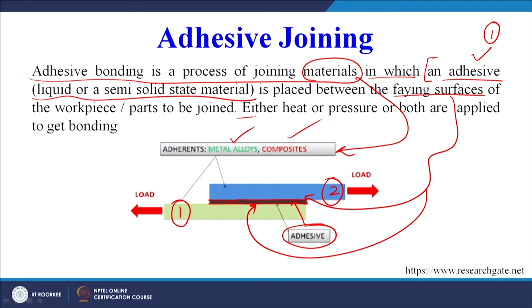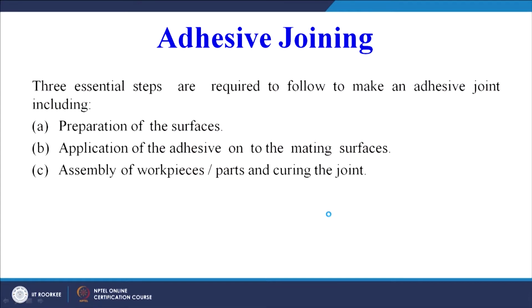Either heat or pressure or both may be applied to get the bonding. So this is the bonding that we have achieved here between the two adherents. So this is the adhesive joining process. Now adhesive joining essentially requires 3 steps, which also we have covered in the previous class. So these are required to be followed to make an adhesive joint.